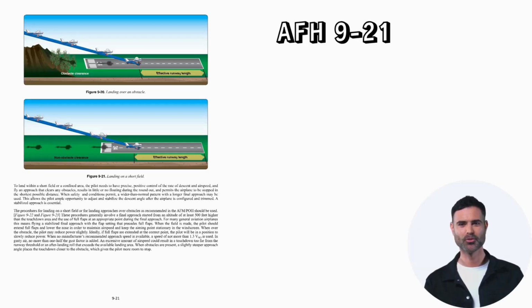To land within a short field or a confined area, the pilot needs to have precise, positive control of the rate of descent and airspeed, and fly an approach that clears any obstacles, results in little or no floating during the round out, and permits the airplane to be stopped in the shortest possible distance.